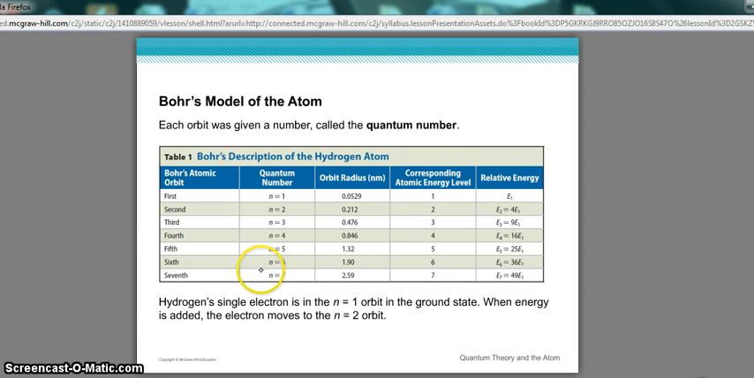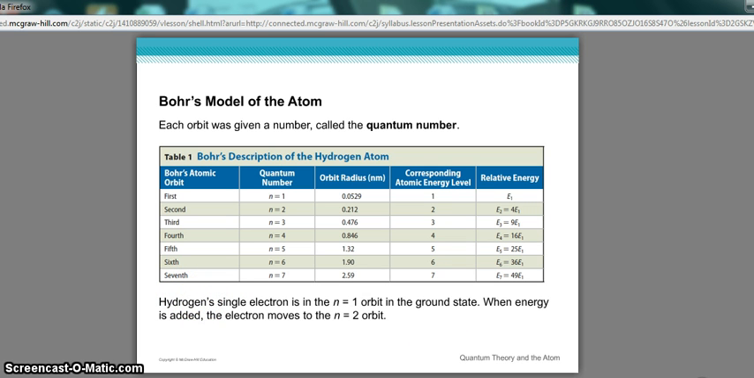Now, according to Bohr, there are only specific places where an atom can have electrons in it, and he gave each orbit a number called the quantum number, and it's represented by the letter n. So the first orbit closest to the nucleus he called n equals 1, the second orbit n equals 2, and so on and so forth. So in a hydrogen atom, since it only has one electron, its ground state would be in the n equals 1 orbit, and it can move up to other orbits depending on how much energy it absorbs.